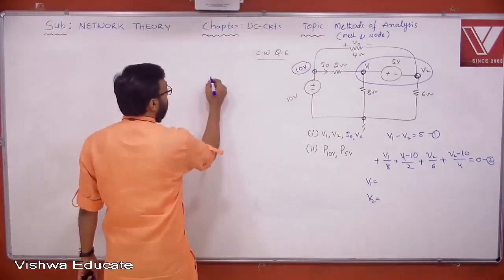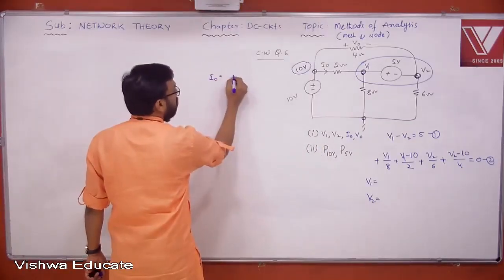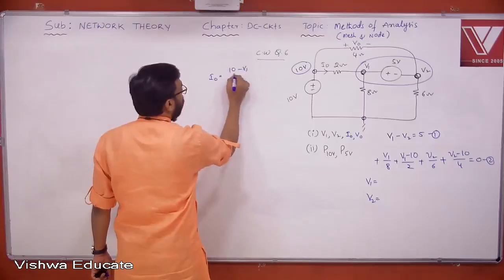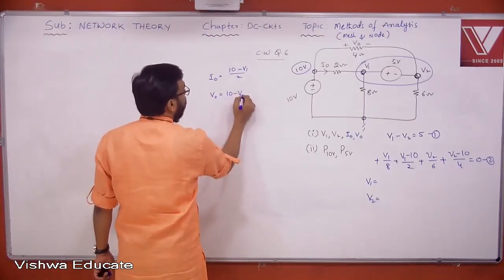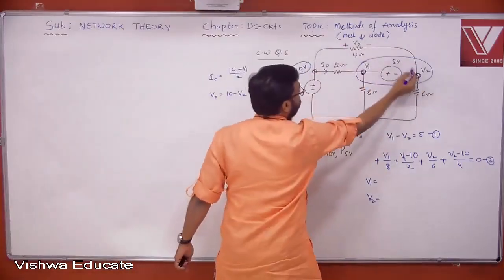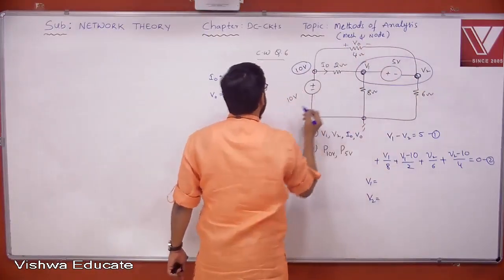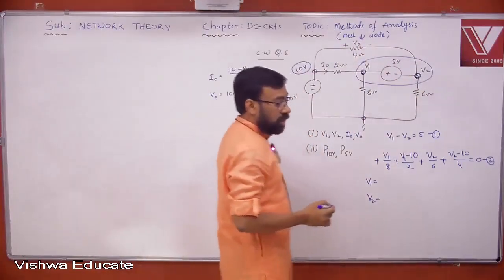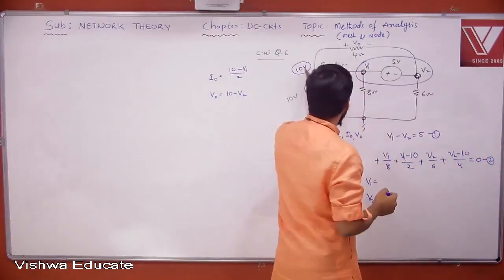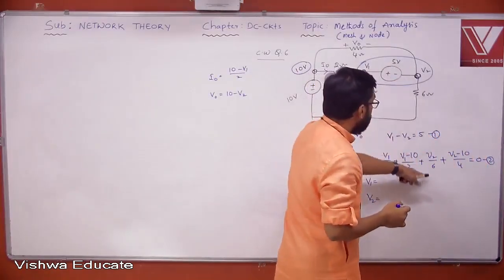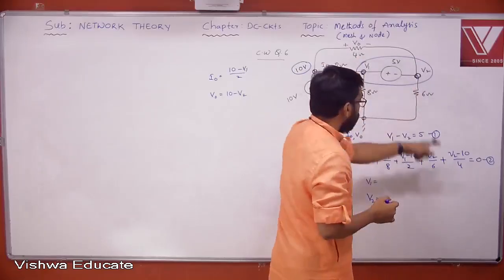Now, what is I0? I0 is 10 minus V1 by 2. What is V0? 10 minus V2. Yes or no? 10 minus V2 will be giving you V0. That's it. You can substitute the values. First of all, you check here. V1 by 8, V1 minus 10 by 2, V2 by 6, V2 minus 10 by 4, right?